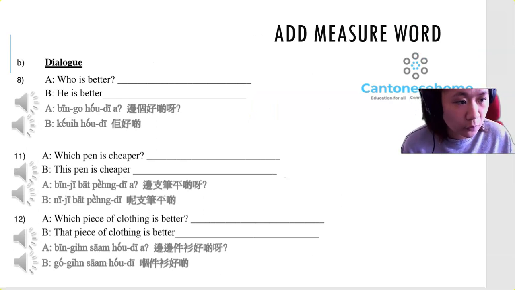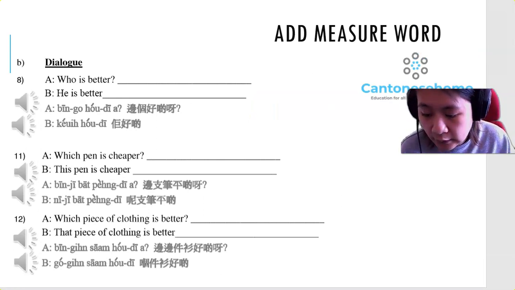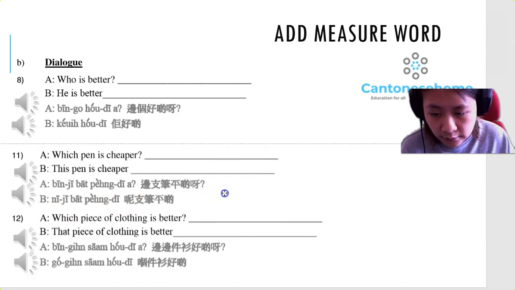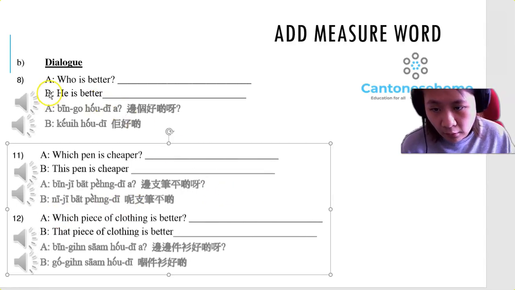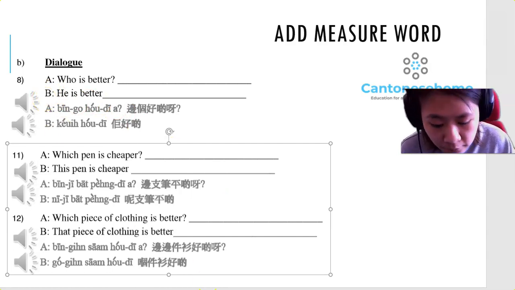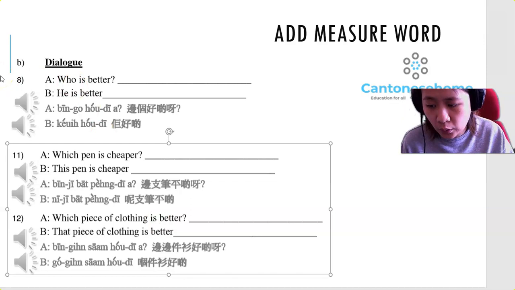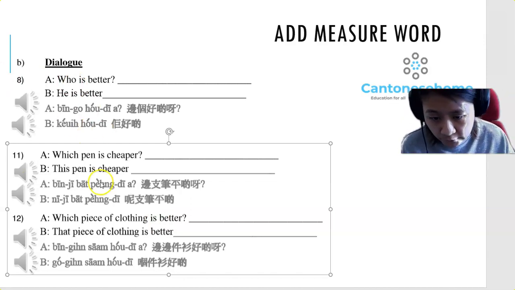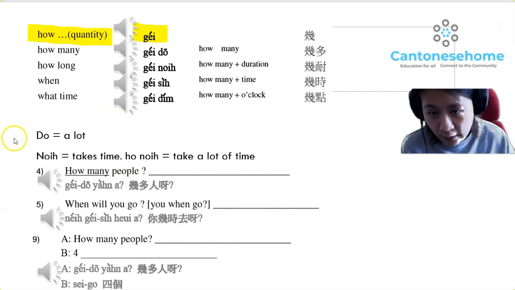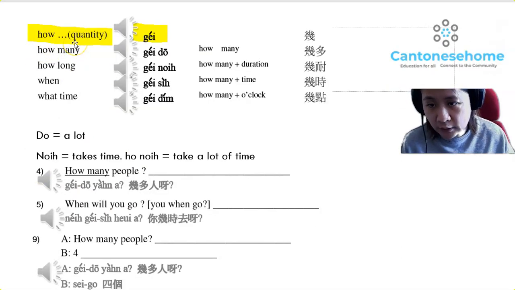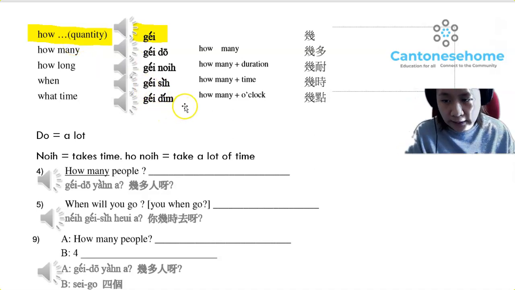Okay, so then this is the dialogue that we have. Alright, this dialogue we will put in the next video. And the last one is how many, 幾多, 幾耐, 幾時, when, what time. Alright, see you in the next video.